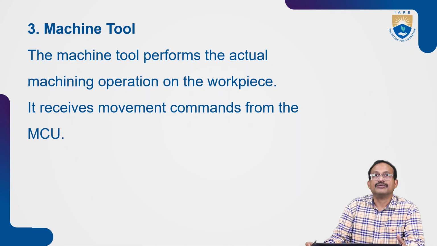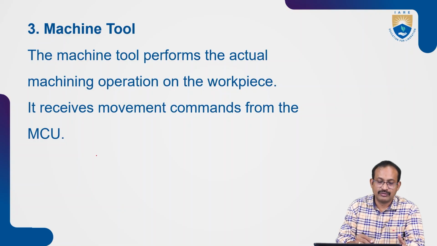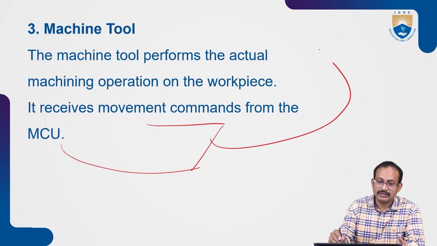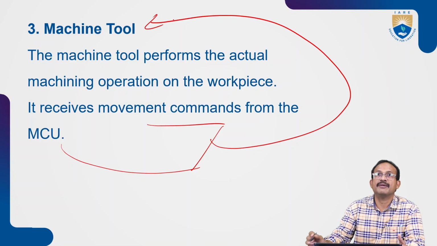Machine tool. The machine tool performs the actual machining operation on the workpiece. It receives movement commands from the MCU. So MCU sends these movement commands to the machine tool where the machining operations will take place actually.